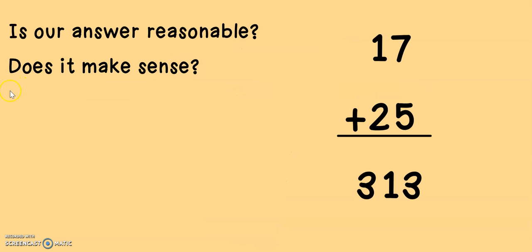There's our two questions over here on the side. Is our answer reasonable, and does it make sense? So let's look at the problem that I've put down. 17 plus 25 is equal to 313. Now think about that for a second. 17 and 25. If I add those two numbers together, is 313 a reasonable answer for that? Does that sound like it would be the correct answer?